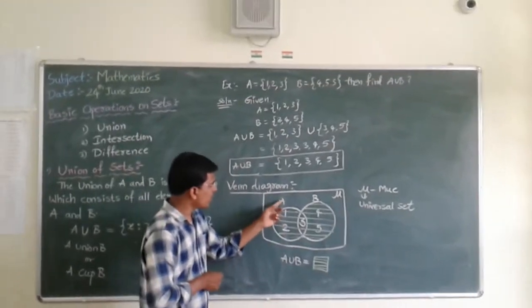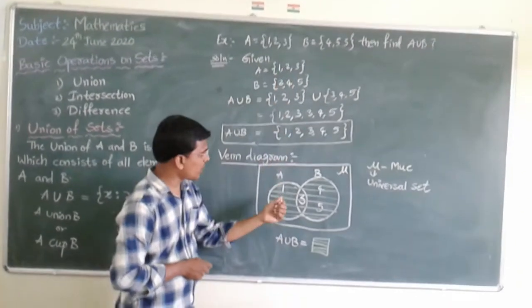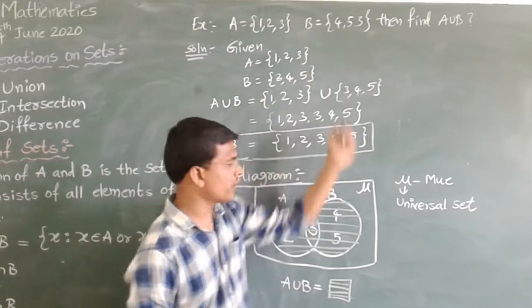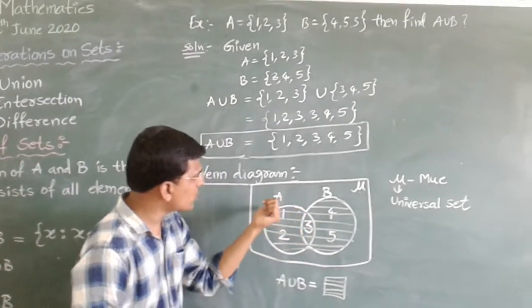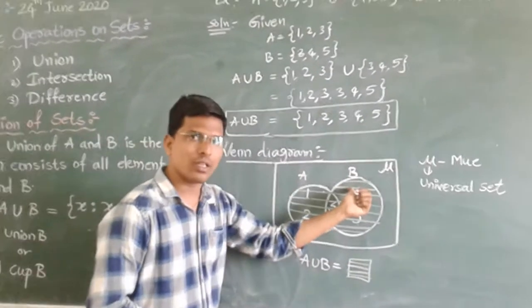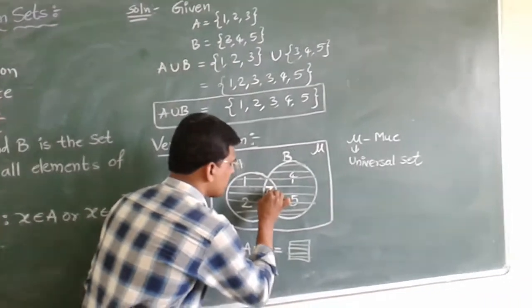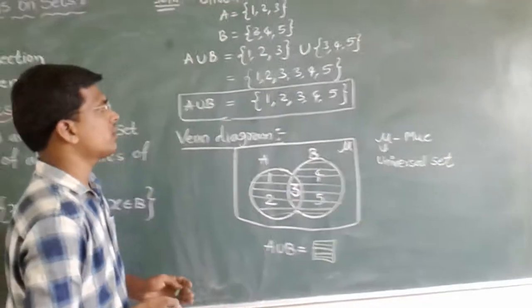See, the first set I am writing. Set A contains 1, 2, 3, so I am writing only 1, 2. Set B contains 3, 4, 5, and I have written 4, 5 only. So 3 belongs to both sets A and B. That's why I have written it in the combination of set A and set B. Okay. Next.